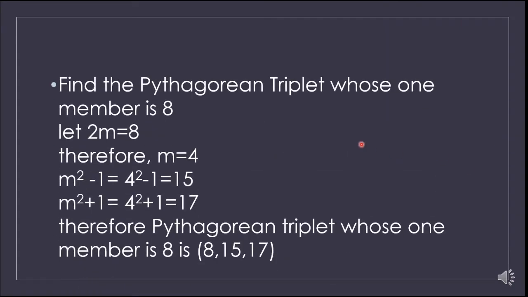For example, find the Pythagorean triplet whose one member is 8. Let 2m be equal to 8, so m is equal to 4. m square minus 1 is equal to 4 square minus 1, that is 15, and m square plus 1 is equal to 4 square plus 1, which is equal to 17. Therefore, the Pythagorean triplet whose one member is 8 is 8, 15, 17.